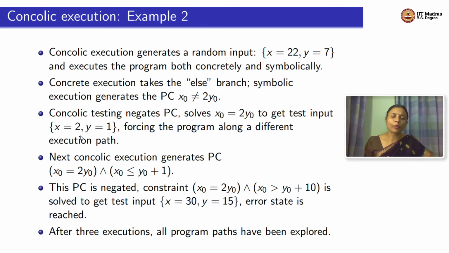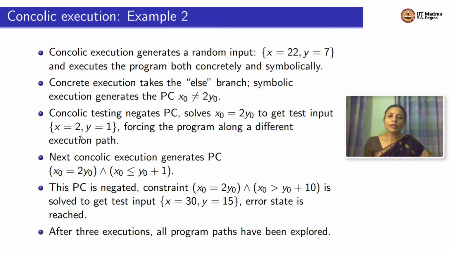Then you execute the program on this input as if you were executing it normally, with the inputs 22 and 7 for x and y respectively. You also execute the program symbolically, side by side. Because we gave these random inputs as concrete inputs, let's first see the path taken by the concrete execution. It basically takes the else branch of the if statement. Then symbolic execution will generate the path constraint x naught not equal to 2y naught.